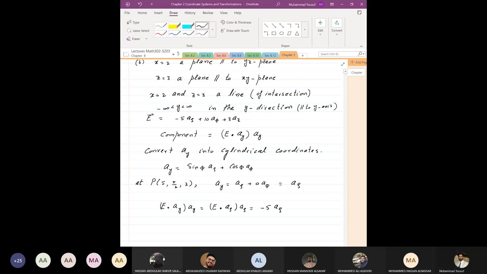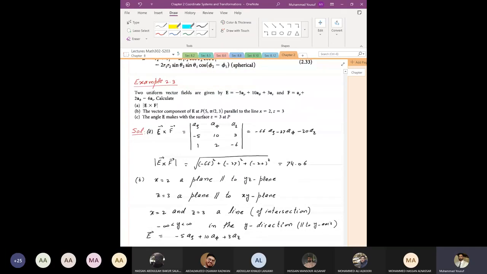And when we convert this a_y into cylindrical by this equation, we get a_y equal to a_rho, and the reason that we get a_rho only, no a_phi, is that at pi over 2 cosine phi is 0. And also I told you that the phi angle starts from the positive x-axis, and when phi is pi over 2, we are on the y-axis, and this is the reason we get a_rho same as a_y. So this was the second part of the question.